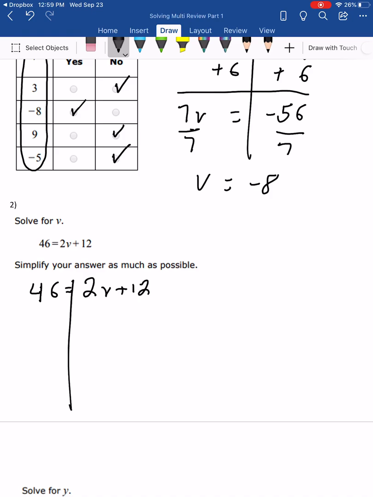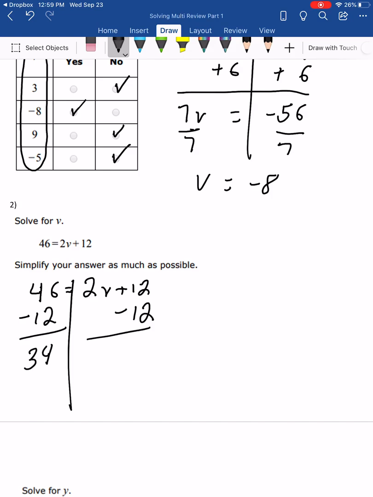Okay, step 1, distribute. Nothing to distribute. Step 2, combine. We have the 46 and 12, but again, they're not on the same side of the equal sign like they need to be, so they're not combinable. All right, step 3, add or subtract. What can I add or subtract from each side? Well, I want to isolate that 2v, so I'm going to get rid of that 12, and we're going to do that by subtracting 12.